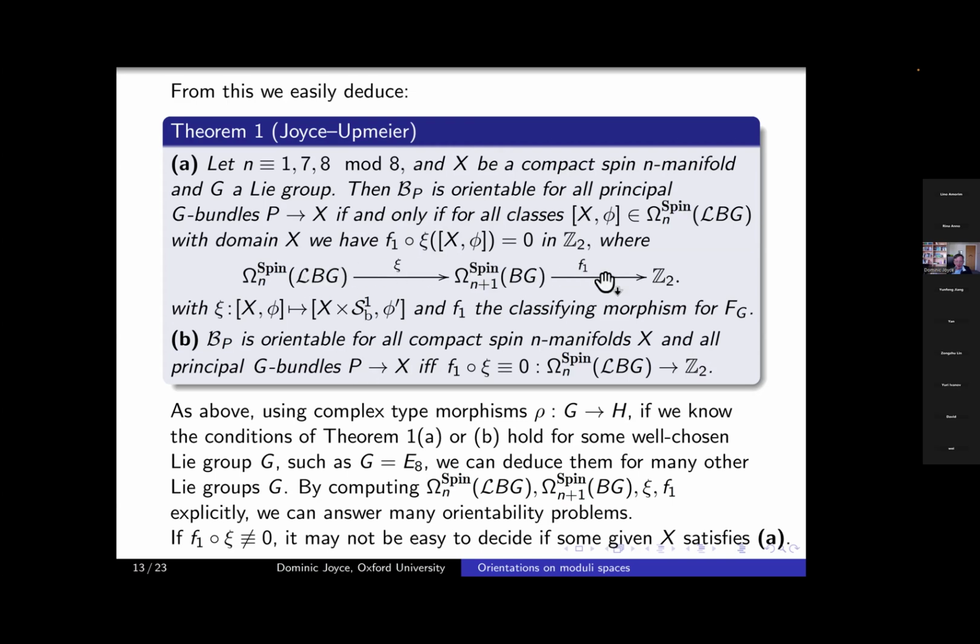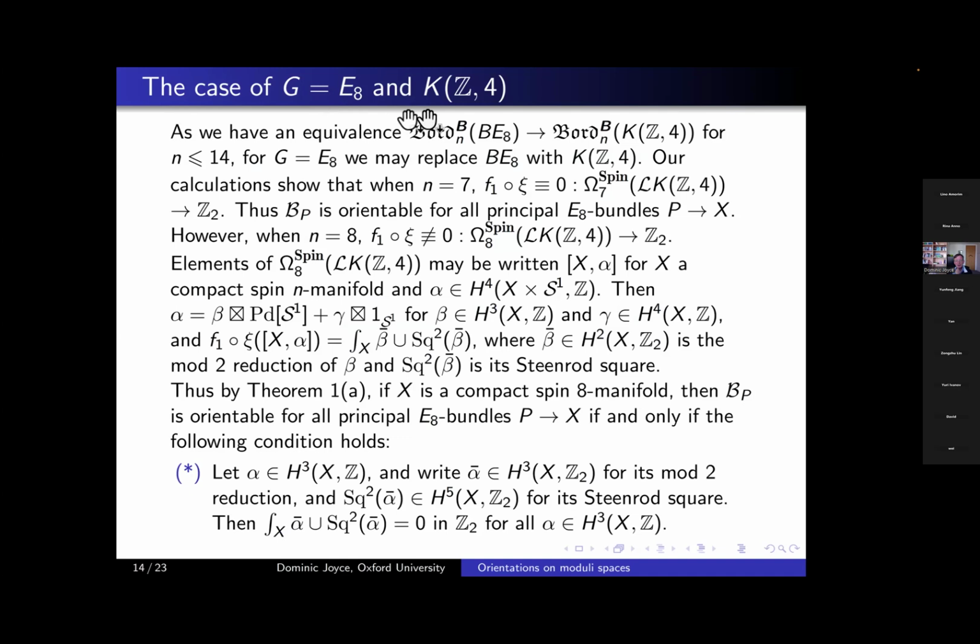Now, if the composition F1 composed with Xi is non-zero, then you know that there are some spin n manifolds X for which the orientations are obstructed, but it may not be easy to decide if some given n manifold X satisfies A, because you're asking whether there exists some map into a loop of a loop space or bordism of a classifying space representing a given class in the bordism group. So that's why we like to use this K(Z,4) trick. Because we have an equivalence from the bordism category for E8 to the bordism category for K(Z,4), when G is E8, we can just replace BE8 with K(Z,4).